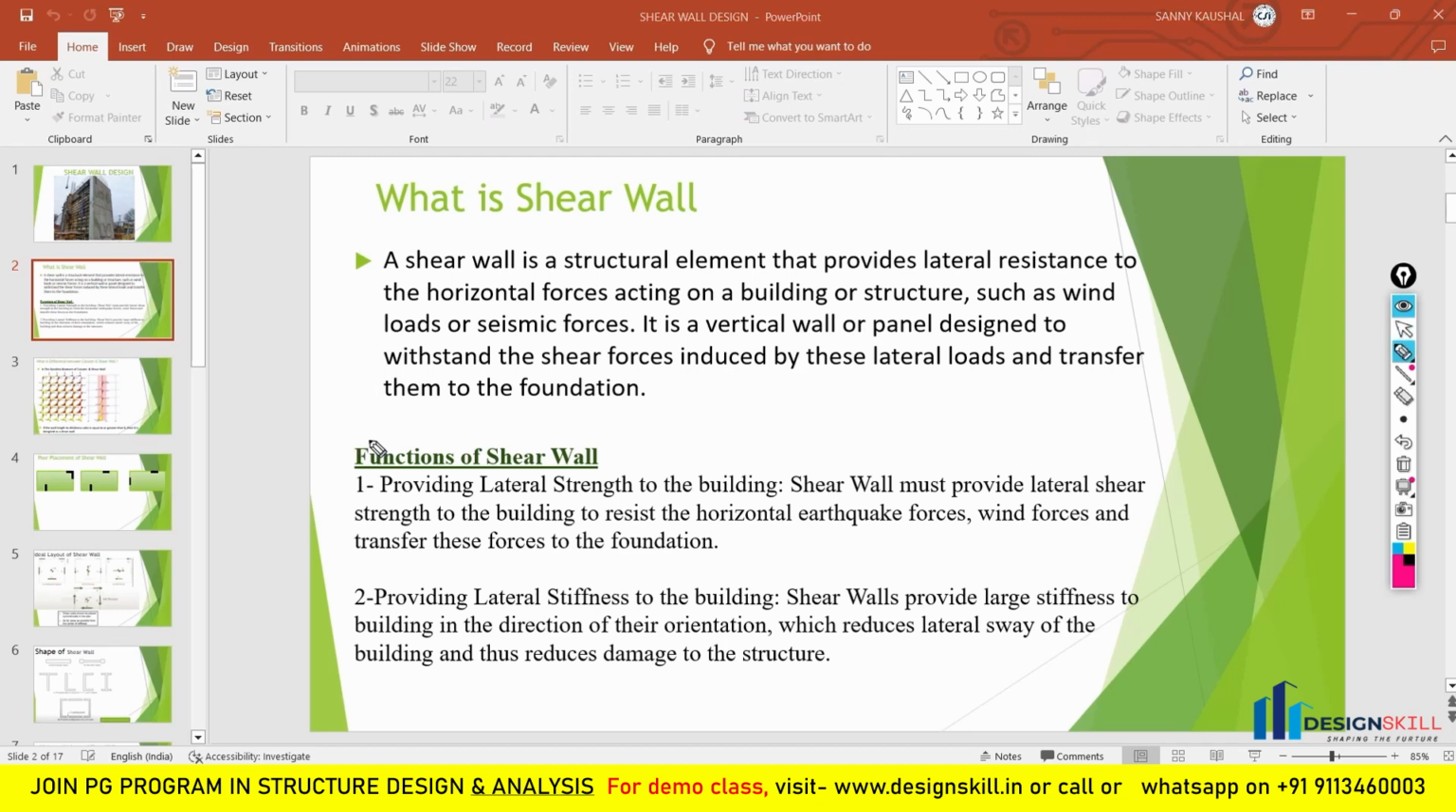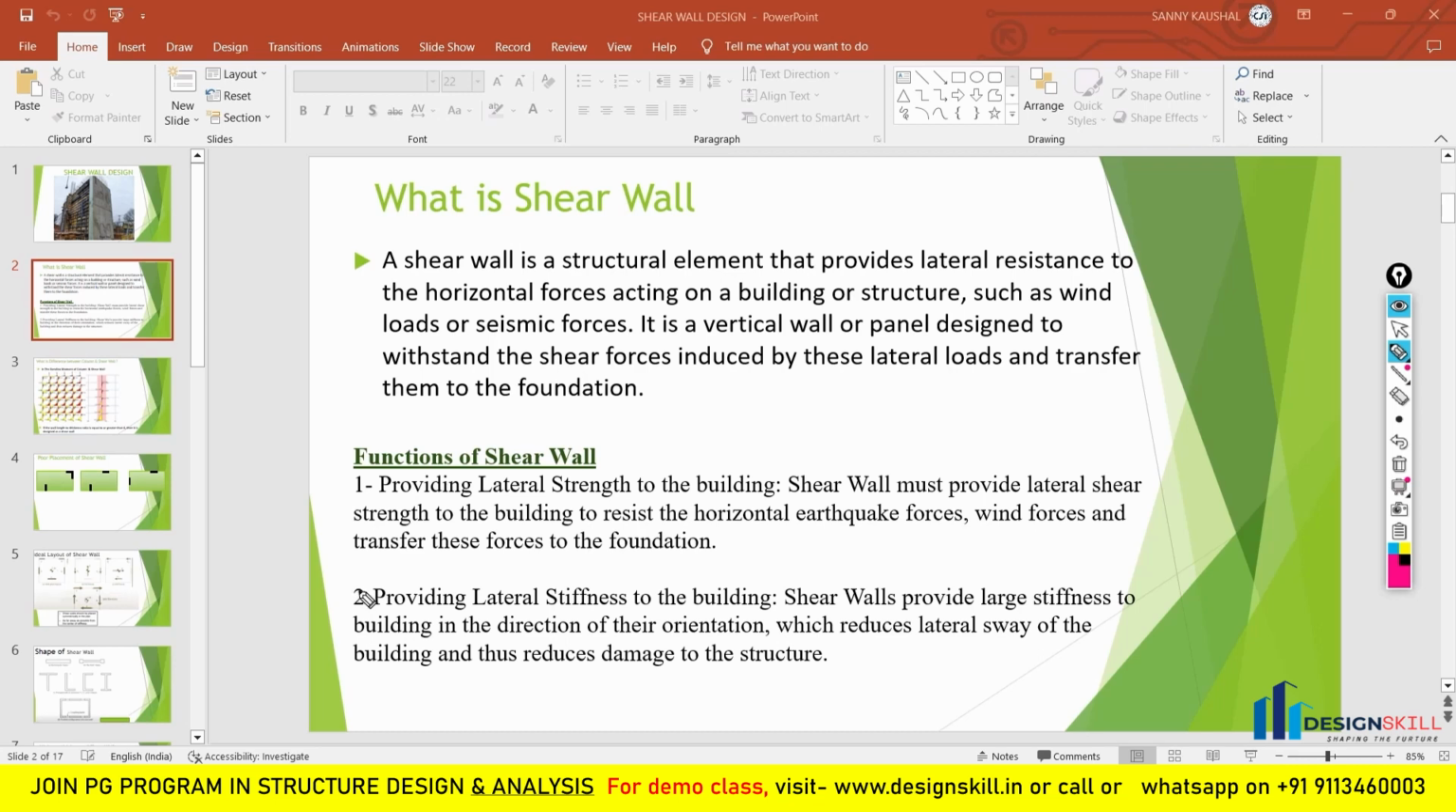Now the next is the function of the shear wall. The first function is providing lateral strength to the building. So when you provide the shear wall, what is going to happen? It will provide lateral strength to the building. It will resist the horizontal forces like earthquake and wind, and transfer these forces to the foundations. So this is the first function of the shear wall, to provide lateral strength to the building.